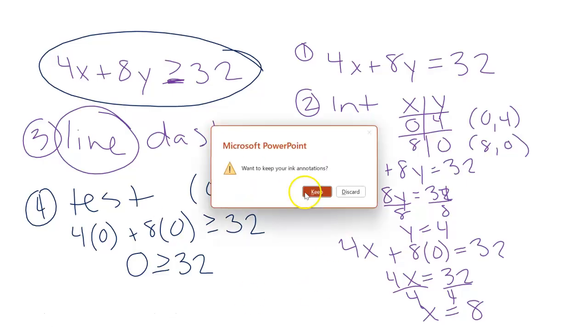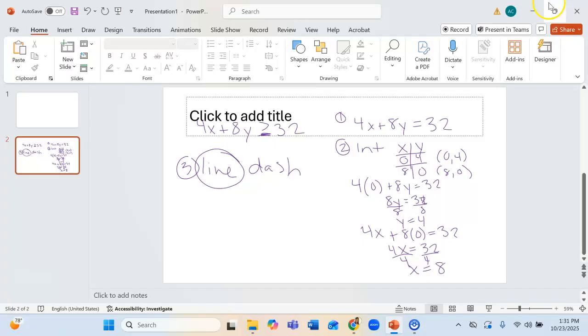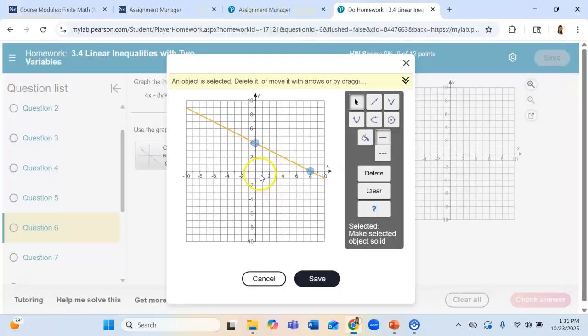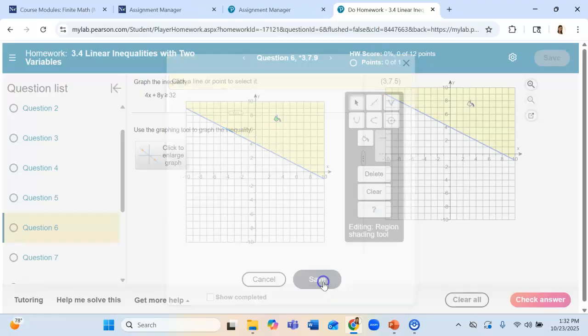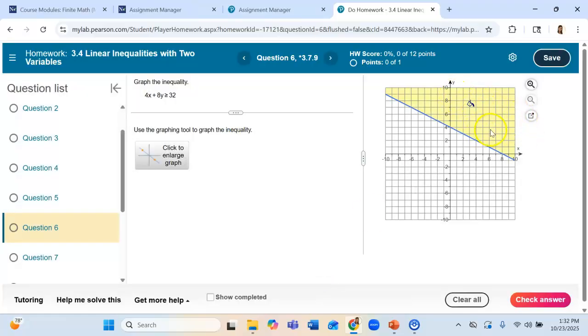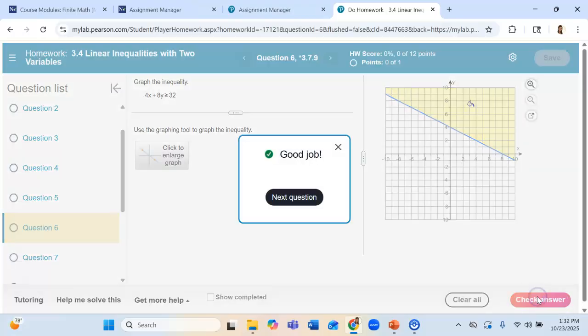So it needs to be the opposite side. So let's go back and look. Here's 0, 0. So I know this is not shaded, and it needs to be the top part. So to shade, you will click the paint can and then choose where you want it shaded. Well, I know that 0, 0 is right here, and that is not shaded, so it needs to be up at the top. So then click Save. And then when you save it, you'll see that it saved our shading, and then you can click Check Answer.